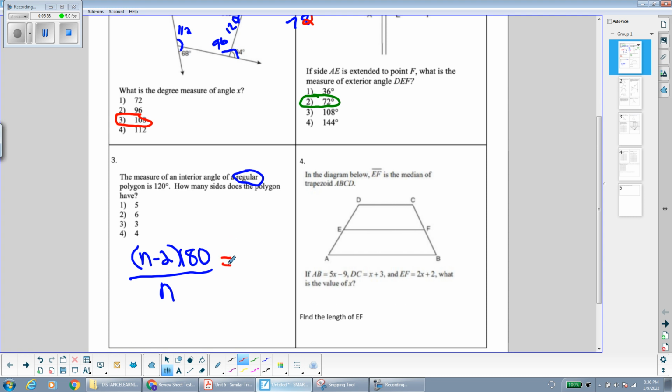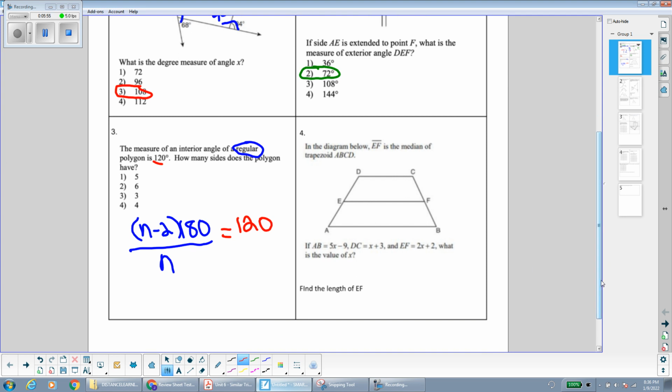In this example, we know what each of the interior angles is. So we know what this formula will give us. We know each interior angle is 120. And what we are looking for is n, which is the number of sides that the polygon has. So all we have to do now is solve for n.